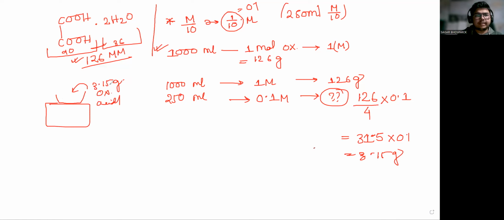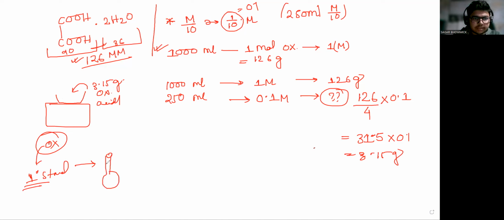Now one very important thing, this oxalic acid is a primary standard. Primary standard means its concentration is fixed. That means you have to prepare it by a primary standard method. That means you have to make the solution in a volumetric flask, not in a conical flask, not in a beaker. So this is the standard protocol. You have to make the solution in a volumetric flask.